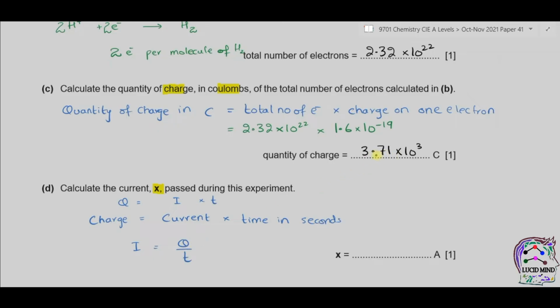Charge is already calculated in part C. We have 3.71 × 10^3 coulombs, while time is given in the question, it is 14 minutes. We can convert 14 minutes into seconds by multiplying by 60. Now it comes equal to 4.41 amperes.